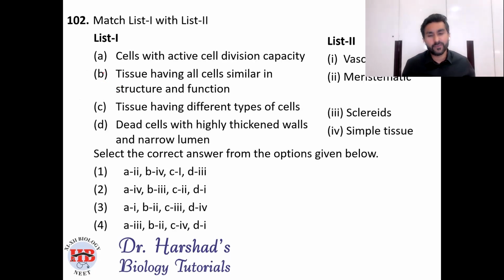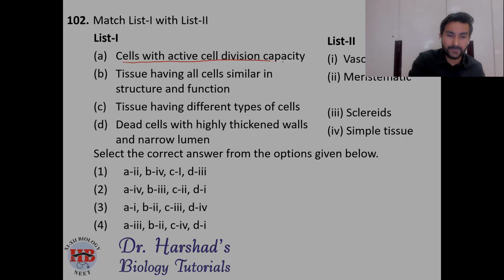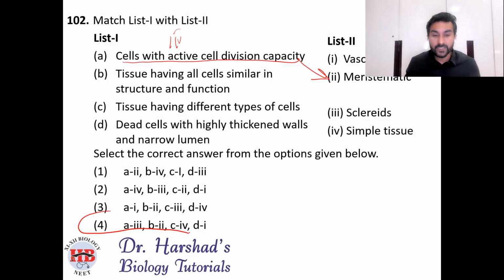The next question is a straightforward match the following question, which talks about the first list, which says cells with active cell division capacity. We will solve it. Tissues having cells similar in structure and function. This is a type of tissue which includes your parenchyma, collenchyma, and sclerenchyma, which is your simple permanent tissue. So B will be 4. So A will be meristematic tissue. That is, A will be 2, B will be 4, that is simple tissue.